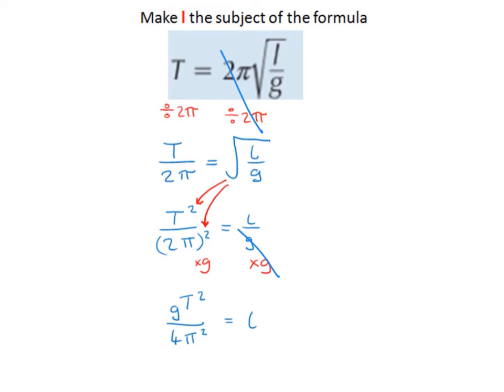The G does not come into the denominator, because if you're multiplying a fraction by G, you're really multiplying that fraction by G over 1. G is the same thing as G over 1. And if I'm multiplying this fraction by G over 1, it's top by top, so G by t squared, which is gt squared, and bottom by bottom. 1 by 2 pi squared is going to be 1 multiplied by 4 pi squared, which is just 4 pi squared. So now I have my L on its own.